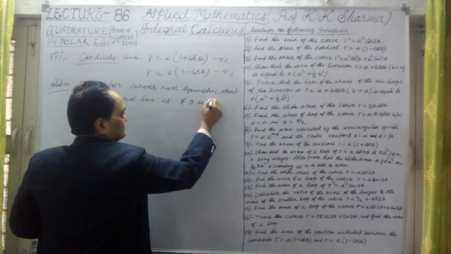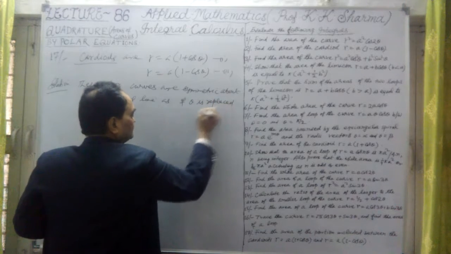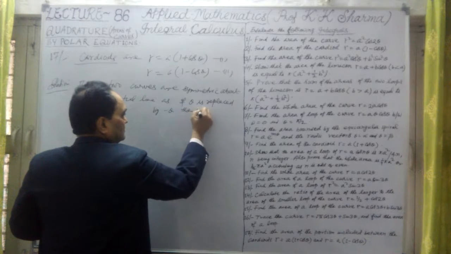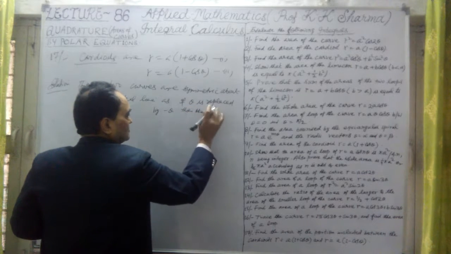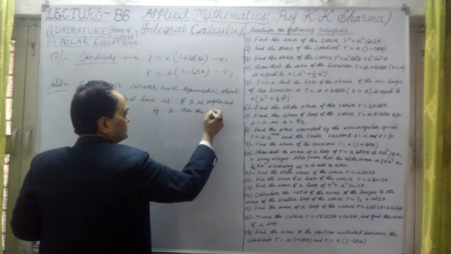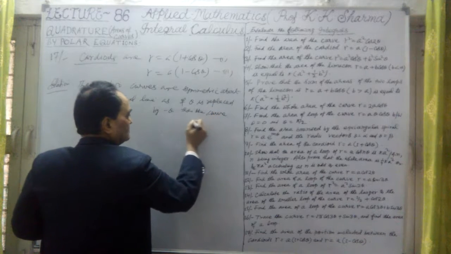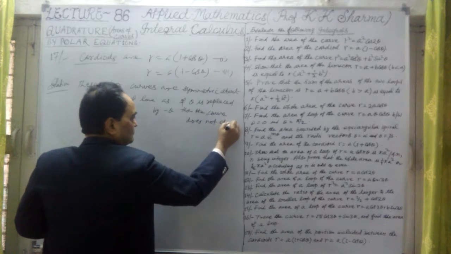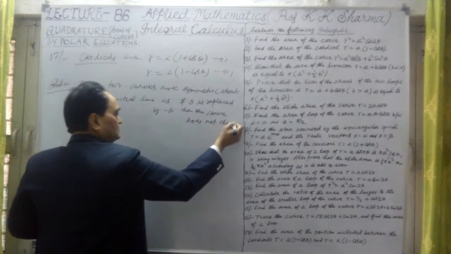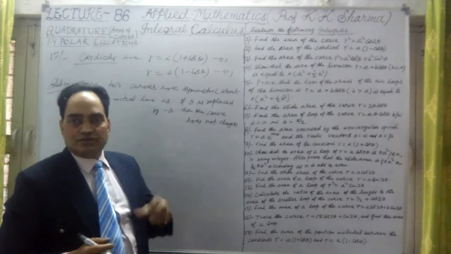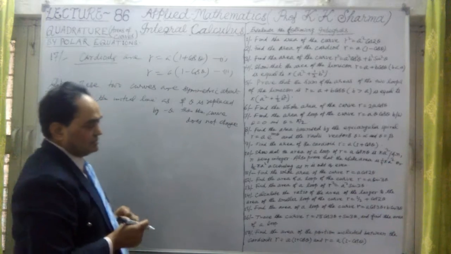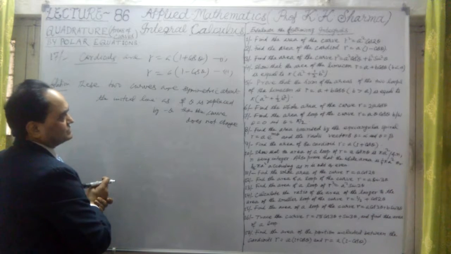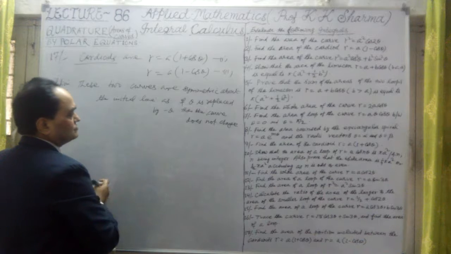If theta is replaced by minus theta, the curve does not change; the curve remains unchanged. Because of that, it is symmetric about the initial line. This is one of the points here. So these two curves, let me find the first one, and similarly the second, for tracing.